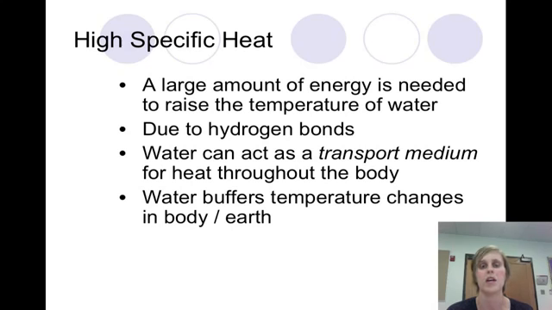In nature, water buffers the temperature changes in the earth as well as your body. And because the earth is mostly covered in water, about 75% covered in water.